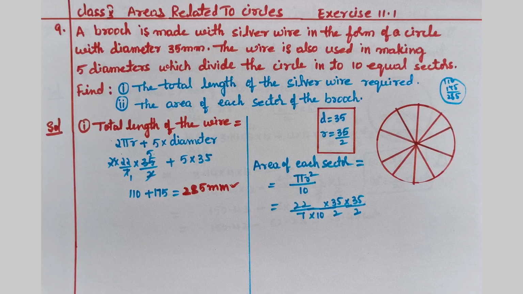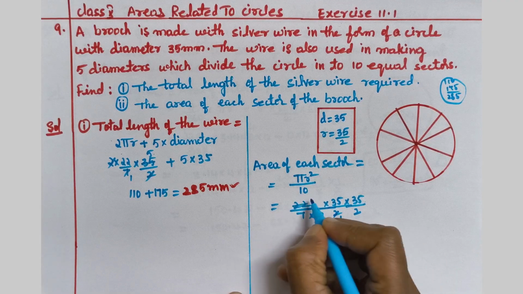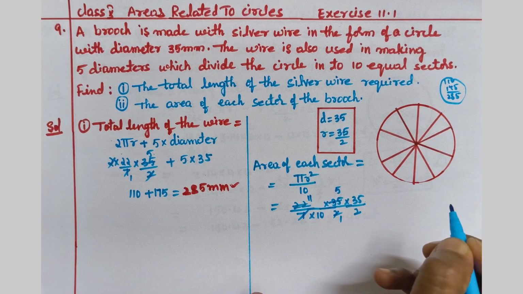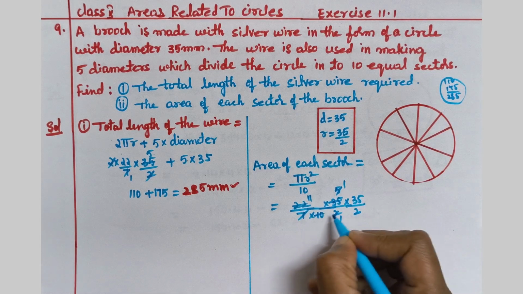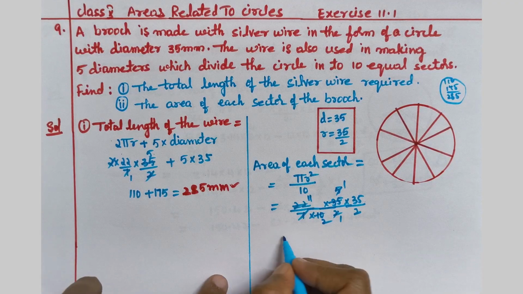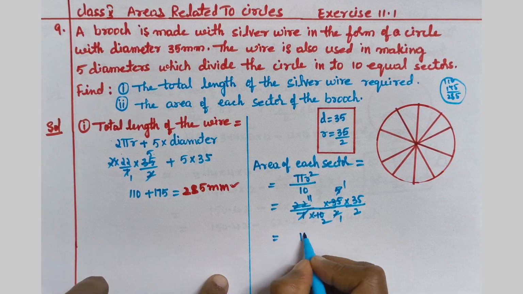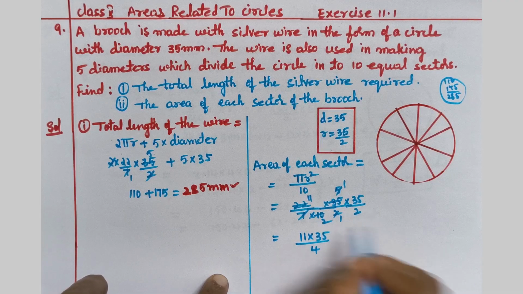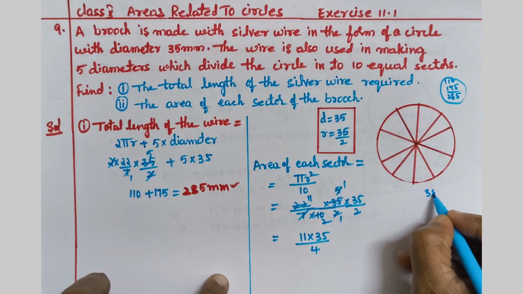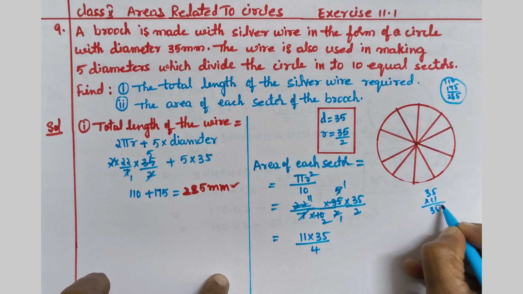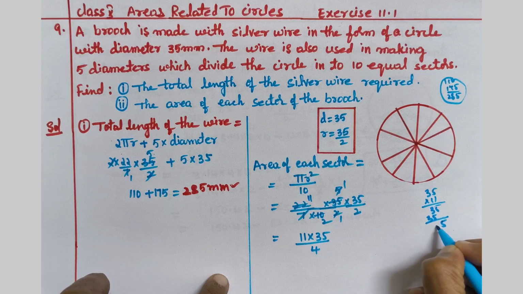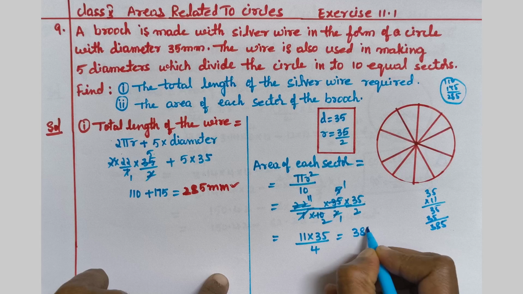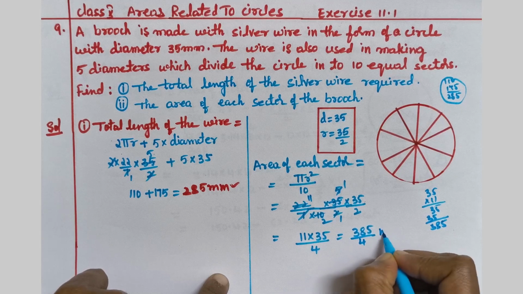Okay. Now any cancel chances is there? See 2 ones are 2, 11s. Okay. Next 7 ones are 7, 5s. Next again any chance is there? 5 ones are 5. 5 2s are 10. Again any chance? No. Okay, what is remain? Upside 11 remain, 11 into 35 divided by 4. Okay, 2 2s are 4. So 35 into 11. 35 into 11 means 385. So 385 by 4 millimeter square.